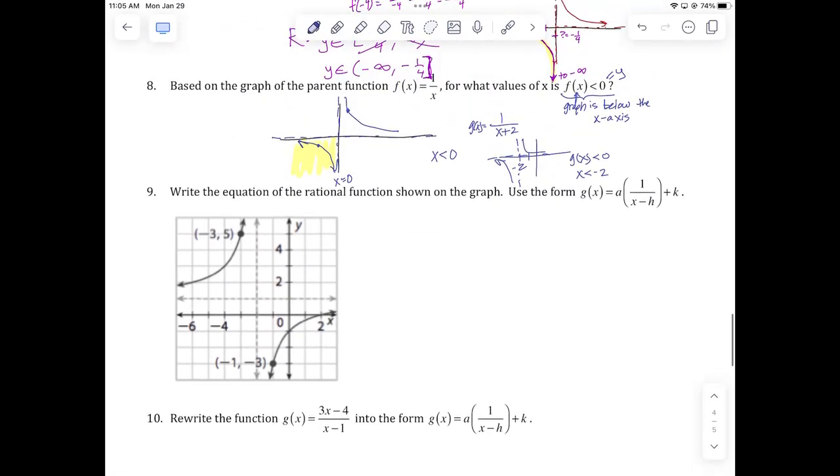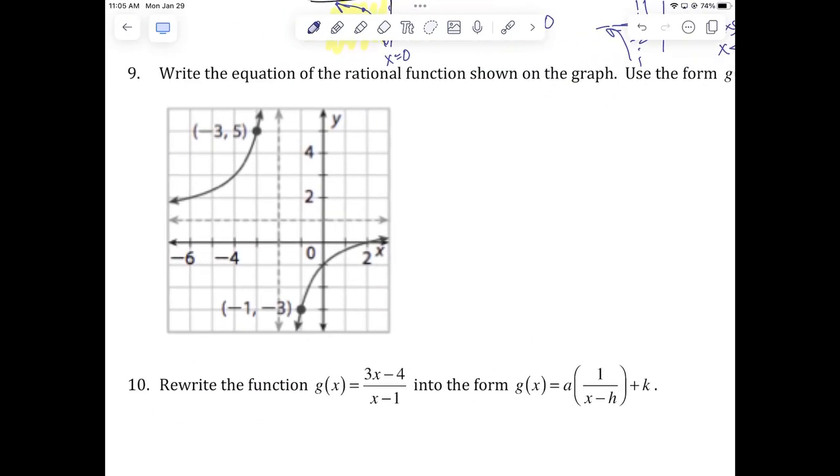Two more. Write the equation of the rational function shown on the graph. Use g of x equals that. That's the standard form. Now, the first thing that I'm going to take note of is where I have my asymptotes. So there's a vertical asymptote at x equals what?